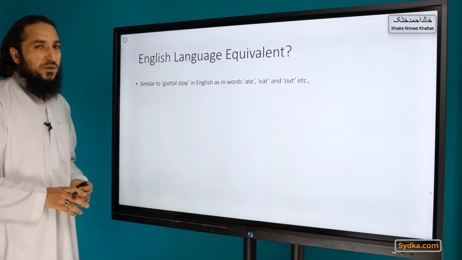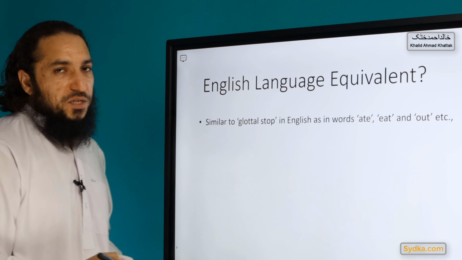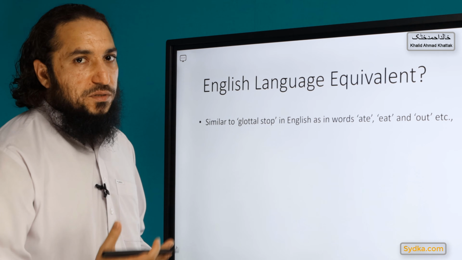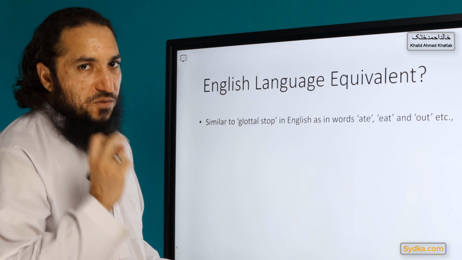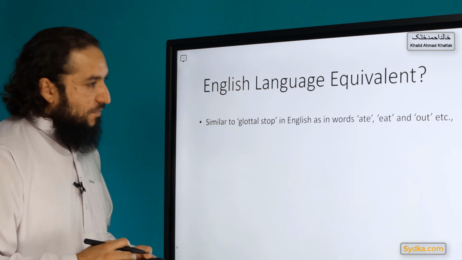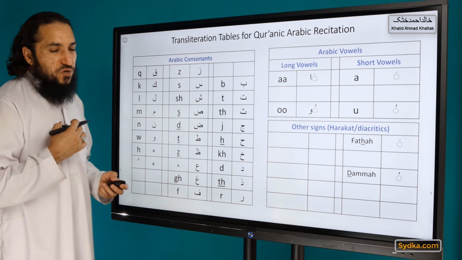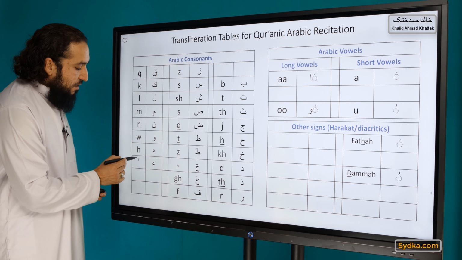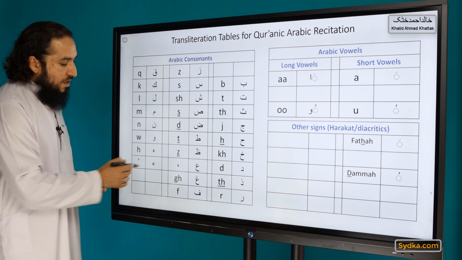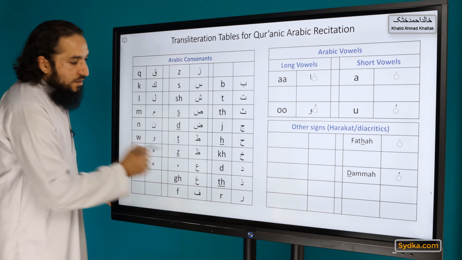So what is the equivalent of Hamzah in English? It is the glottal stop in English, for example in the words eat, ate, out. The first bit of the sound is similar to the sound in Arabic, the glottal stop. For transliteration purposes, we will be using the apostrophe sign. I'll just call it the Hamzah sign as compared to the Ain sign. So that's the Hamzah sign, and that's the Ain sign.